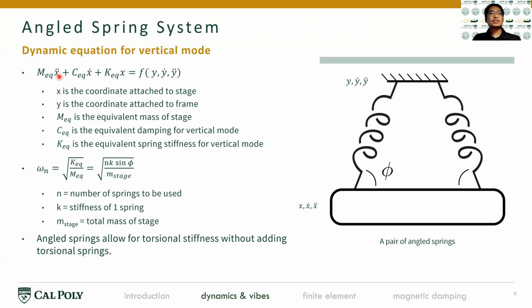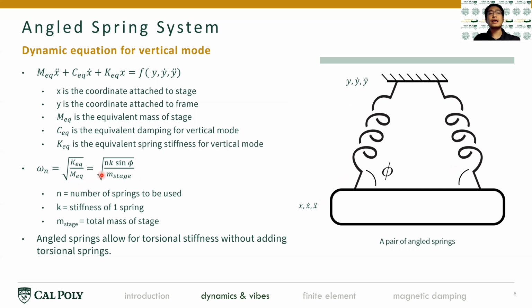So X is the coordinate system attached to the stage, and Y is the coordinate system attached to the frame, where MEQ is the equivalent mass of the stage, CQ is the equivalent damping for the vertical mode, and this will be dealt with in the magnetic damping section. KEQ is the equivalent spring stiffness for the vertical mode.